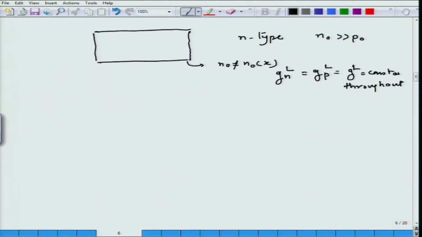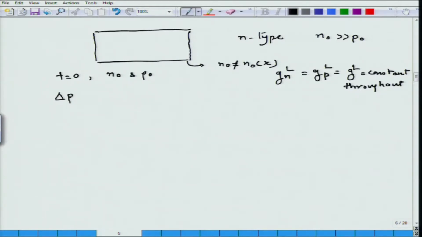So, this is a constant throughout, and I want to see what will happen to the carrier concentration. At T is equal to 0, the carrier concentration is N naught and P naught, and the material is majority N type. So, N naught is much greater than P naught, and hence the minority carrier that we are worried about is delta P.